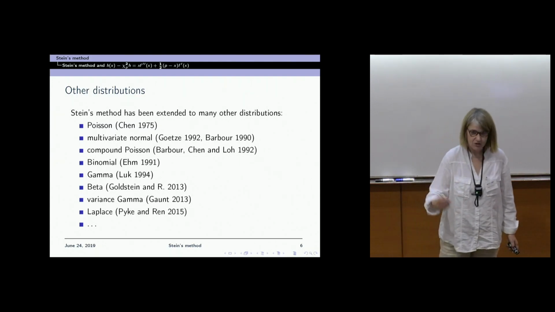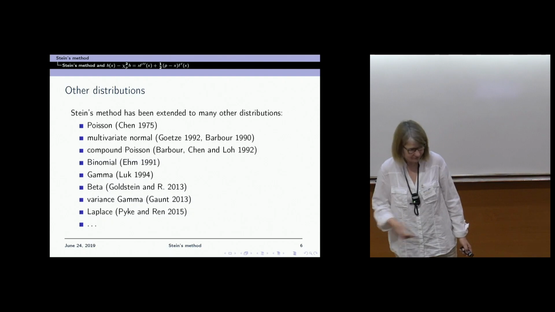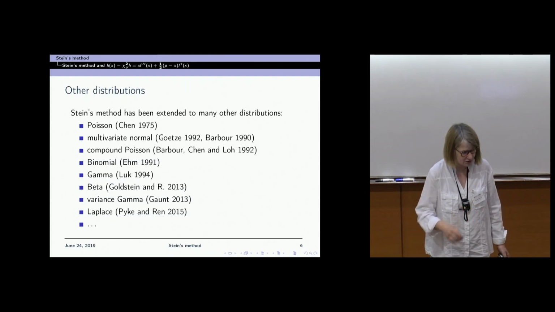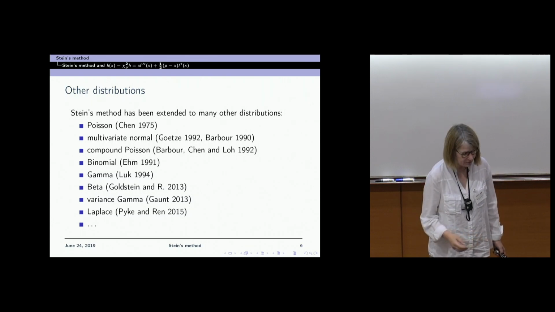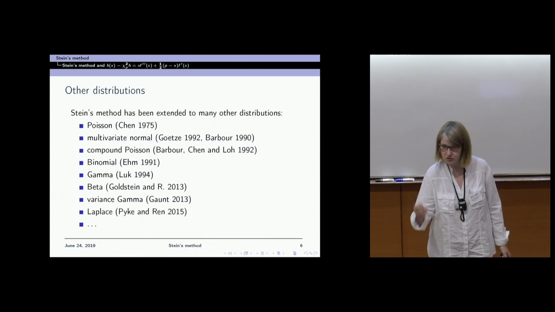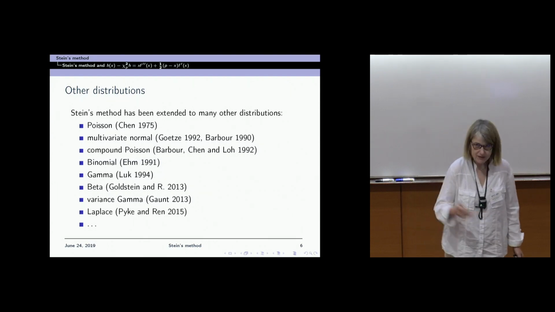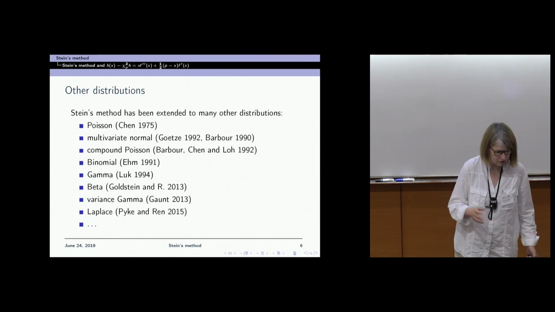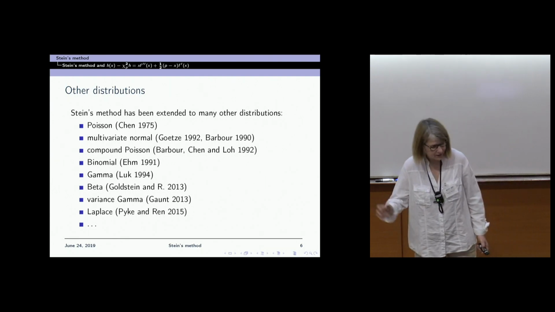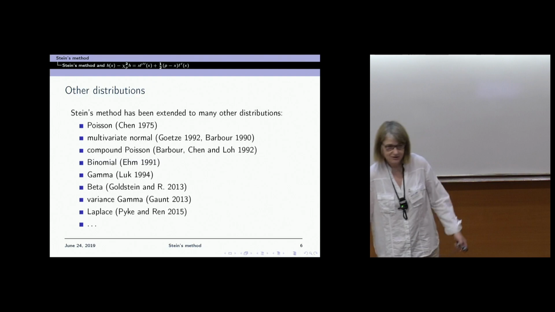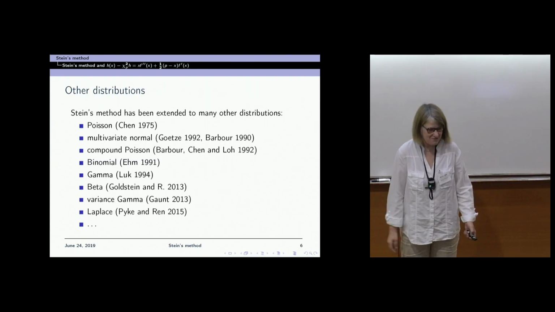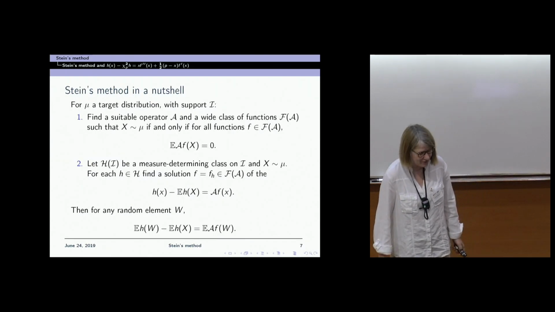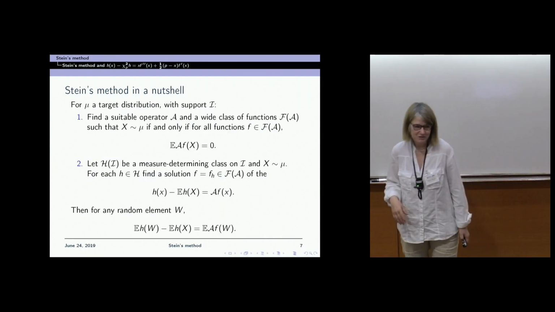Stein's method has been extended to many other distributions. Of course, Louis Chen worked on the Poisson distribution, multivariate normal, Andrew Barbour compound Poisson, Binomial, gamma, which was Ho-Ming Luk, student of Larry's, the beta distribution, we did, variance gamma, Robert Gaunt, Laplace, Pike and Ren, Dickman, not on the list anymore because there was only one space there. So there are many more distributions where you can set this up.